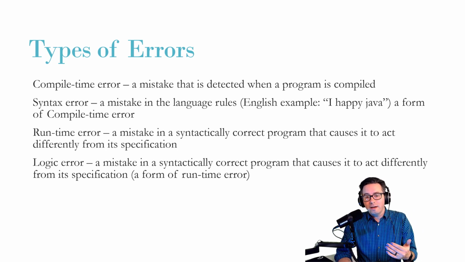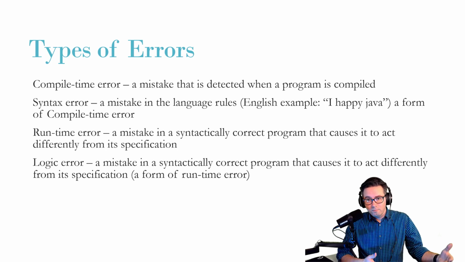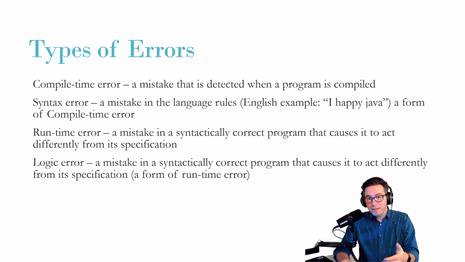Another example of a logical error is if I say 5 plus 3 is 15, right? So syntactically, you could say those things, a number plus a number equals a number, but that sequence of numbers is incorrect, right? Logical error.